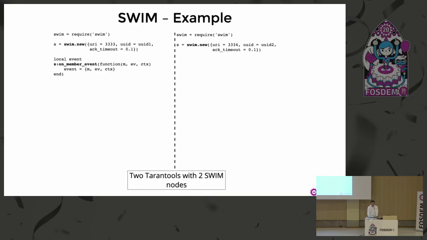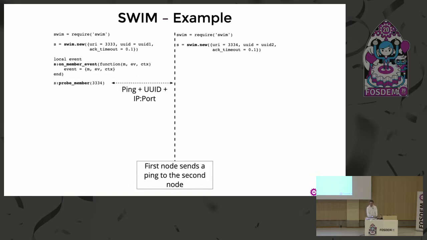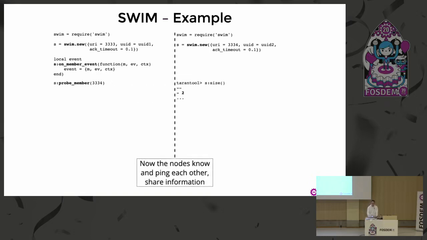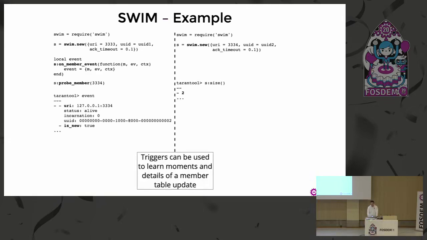I started 2 SWIM nodes on different ports, subscribed on events on left node, and this subscription function just stores event in a global variable so as I could print it later in console. I link these nodes using probe member. Now they know about each other. I can see this in member table size. 2 means this node and some other node.